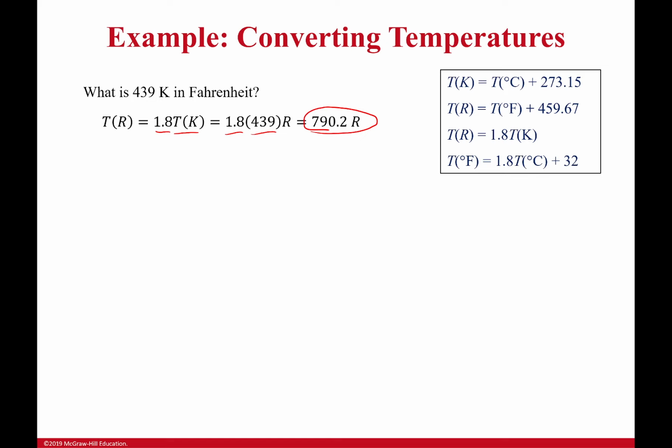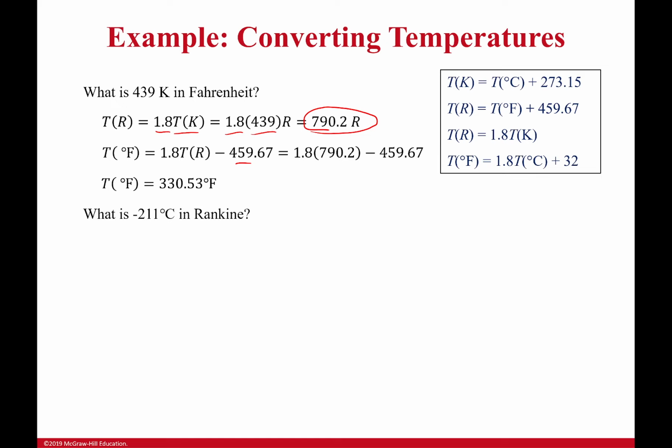And then if I want to go to Fahrenheit, I have to subtract off 460. It's 459.67 technically. I usually round it to 460. If I do that, I get a temperature of 330.5 Fahrenheit. So I went to Rankine, I went to Fahrenheit, not too bad.